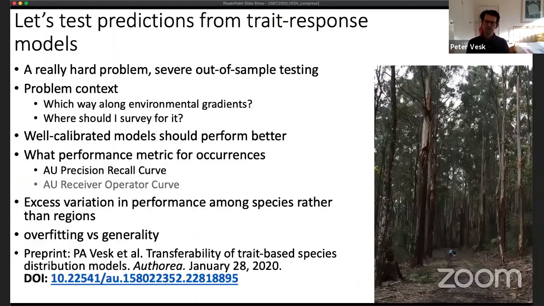So I think we should be doing more of this. This is a really hard problem, severe out-of-sampling testing. I think it's relevant to our problem context of where to direct survey effort. The way we think about well-calibrated models leads us to particular performance metrics. And I direct you to this preprint here.